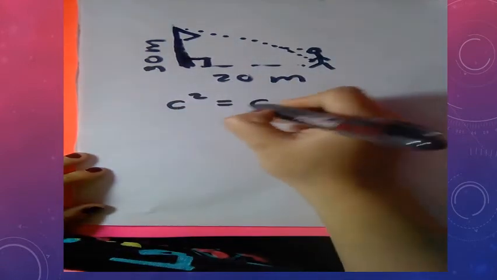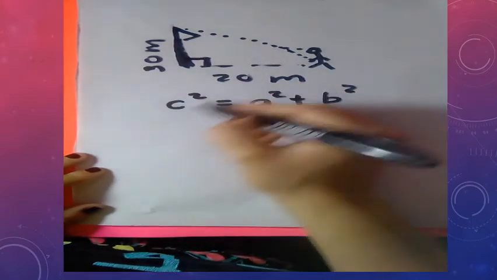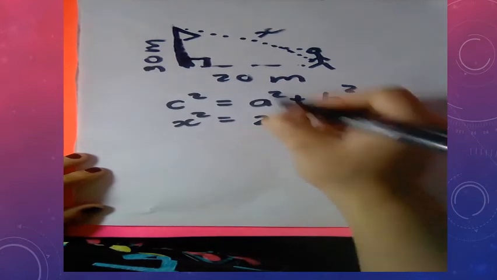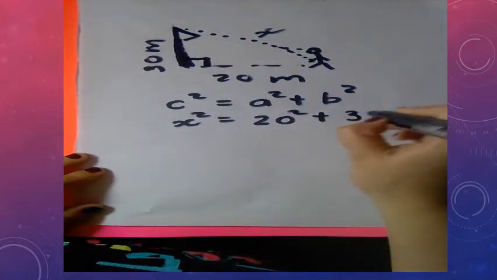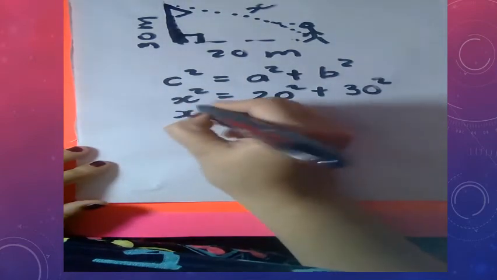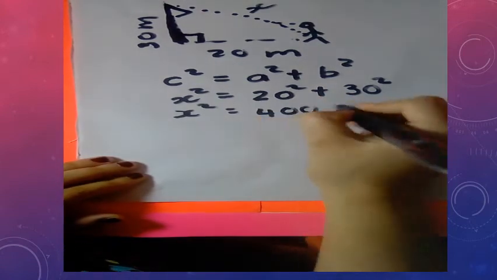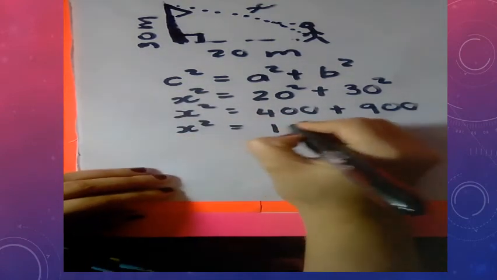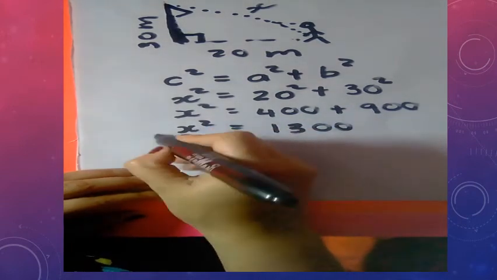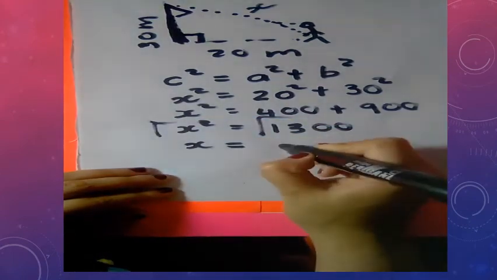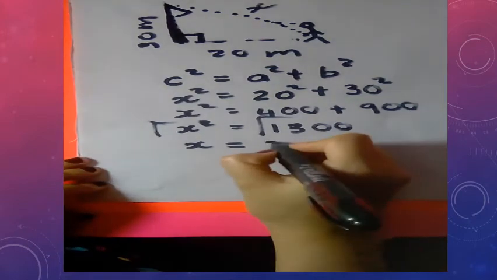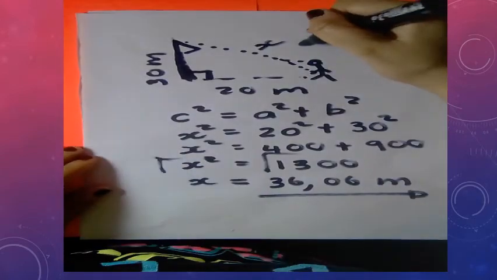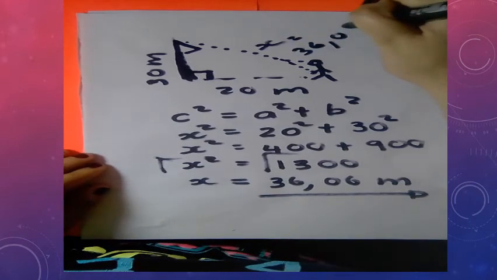So let's write down our formula. C squared is equal to A squared plus B squared. C squared will be the hypotenuse, which is the side we're looking for. Let's name it x. x squared is equal to A squared, which is any one of the two sides, 20 squared, plus B squared, which is 30 squared. So x squared is equal to 20 squared, which is 400, plus 30 squared, which is 900. 400 plus 900 is equal to 1300. So in order to isolate x, we square root both sides, and x is equal to the square root of 1300, which is approximately 36.06 meters. So the distance from the top of the flagpole to the person is 36.06 meters.